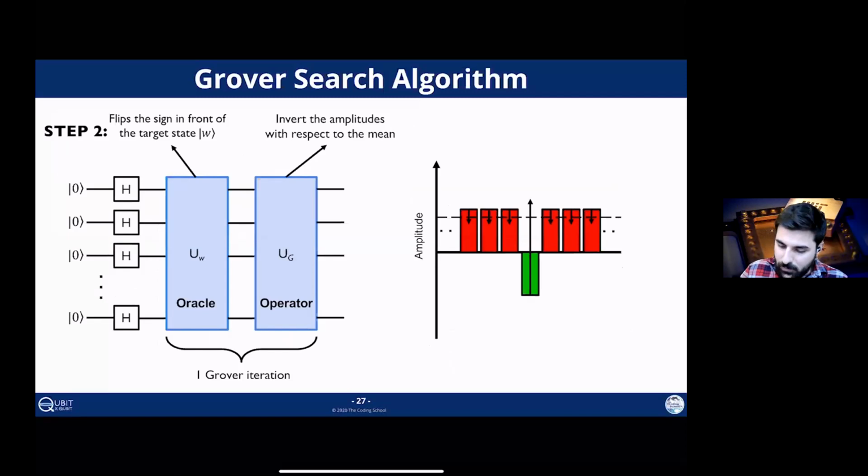Because all these amplitudes are at 1 divided by square root of n. But now, of course, we have this one amplitude that's minus 1 divided by square root of n. So that means that the mean is a little bit lower. Now, if I revert everything with respect to the mean, all the red amplitudes are going to go down, whereas the green amplitude will shoot up because everything is just being reverted with respect to this line.